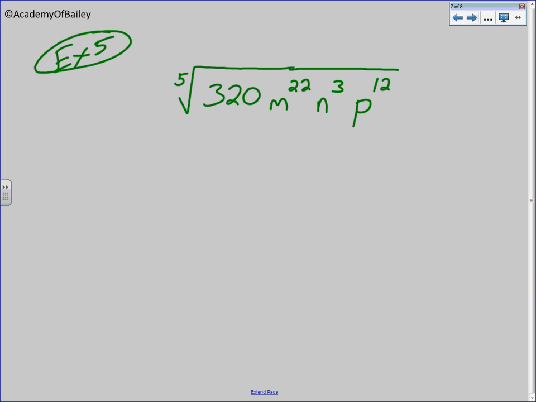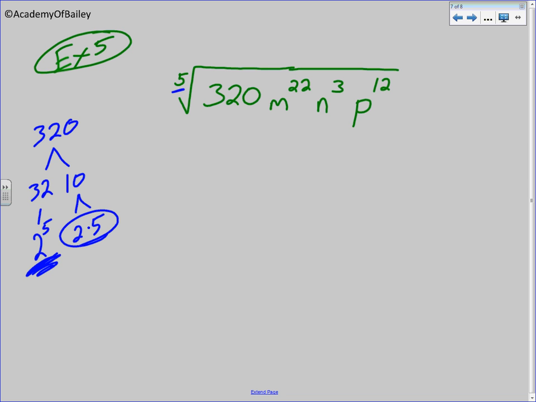Alrighty, we're moving right along. How about this one? You can try this one here and see what you can come up with. 320. Well, if you know that 2 to the 5th power is 32, you'll want to go 32 times 10, and then this just becomes 2 to the 5th power. And this is 2 times 5, but we're talking about a 5th root. So this is the number we're looking for.